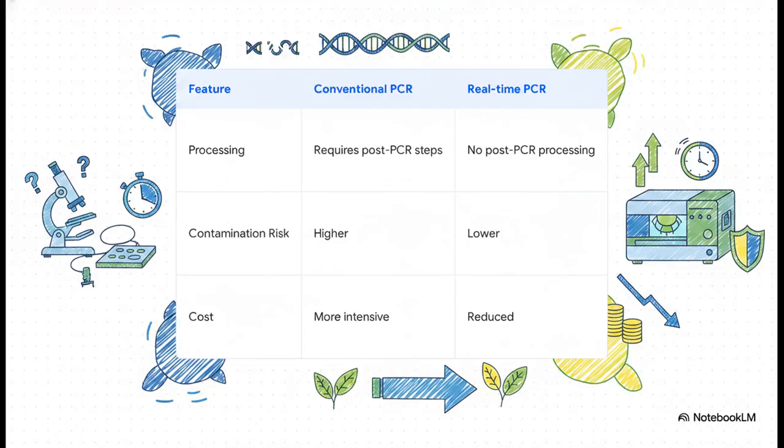Now, not all PCR is created equal. The original method was, well, it was a bit slow and it needed a lot of extra steps. Today, the gold standard is real-time PCR. It uses fluorescence to literally watch the copying as it happens. This makes it faster, much safer from contamination, and in the end, it's actually cheaper. It's a massive upgrade for our detectives.